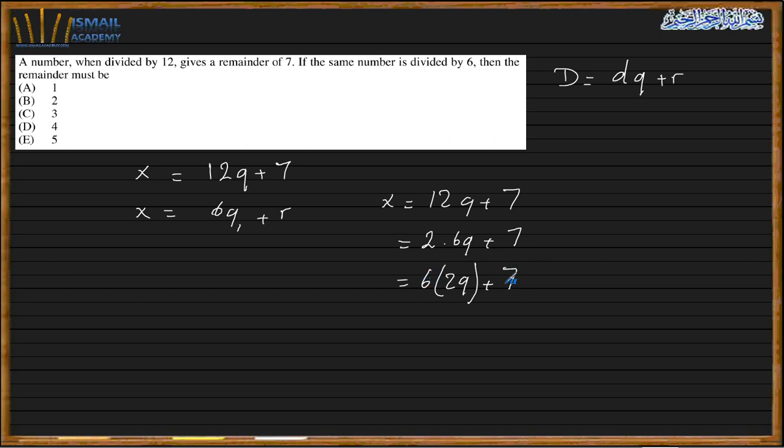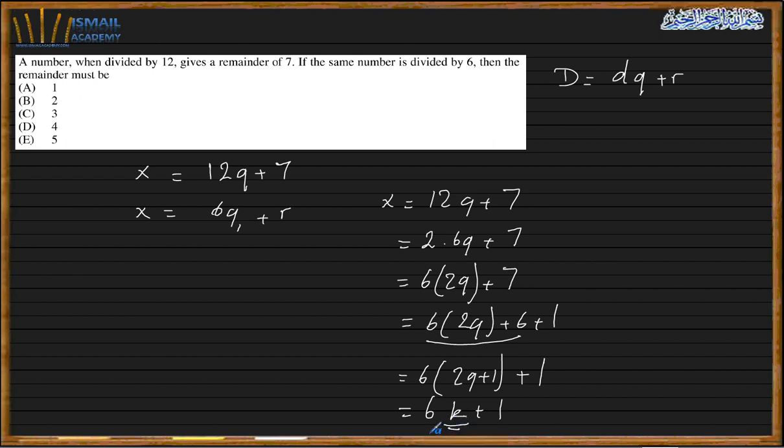Then how can I pull out the remainder from here? We know that 7 is greater than 6. So I can create this operation. I write 7 as 6 plus 1. Then I take 6 as a common factor here, plus 1. So this will be my quotient if I divide by 6. So the remainder is 1.